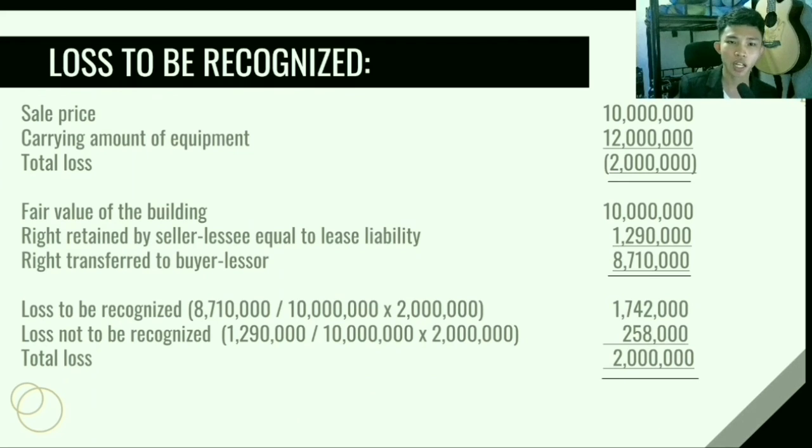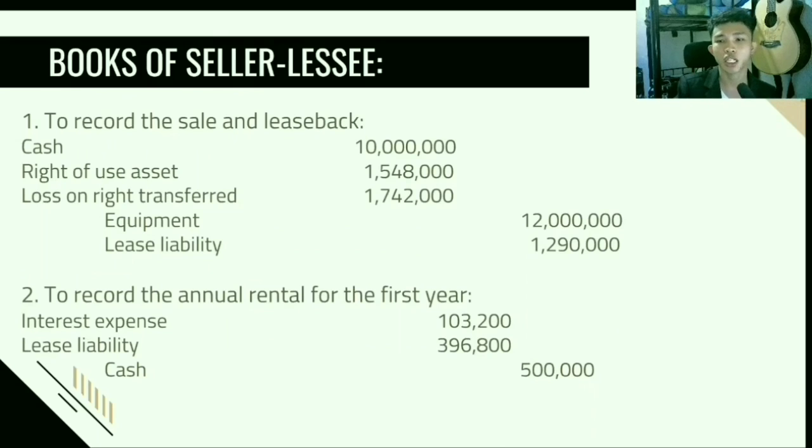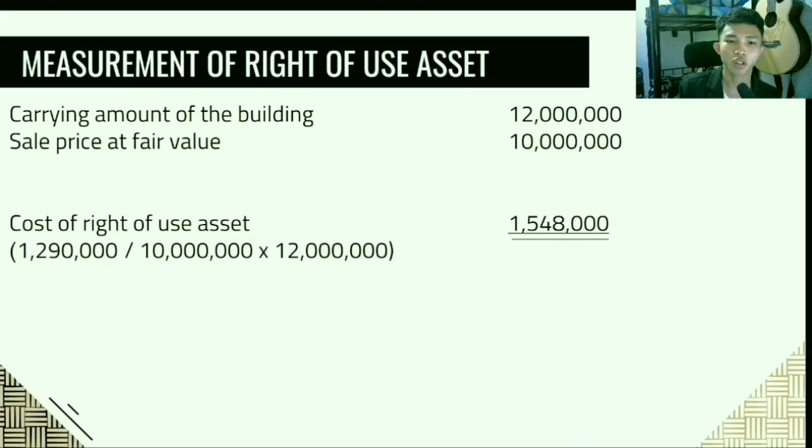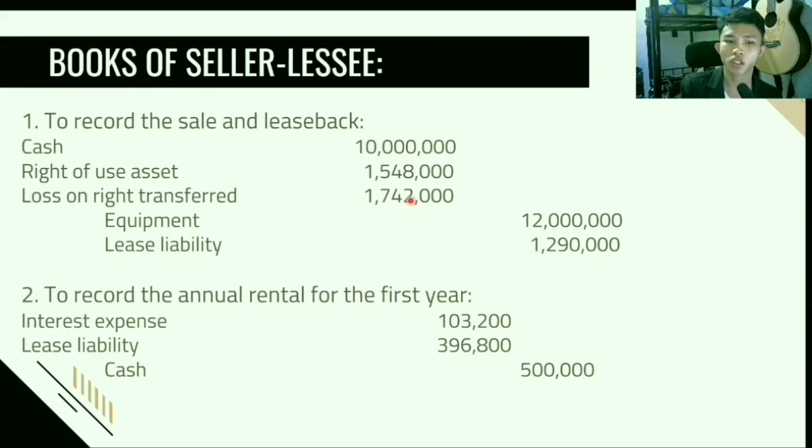So, punta na tayo sa journal entries. Doon muna tayo sa books ng seller-lessee. First, as usual, we will record the sale and leaseback. So, sale price natin, 10 million. We will record cash. Along with that is the right of use asset, which we computed to be 1,548,000. Okay, so dito natin nakuha yon. Punta naman tayo dito sa loss on right transferred.